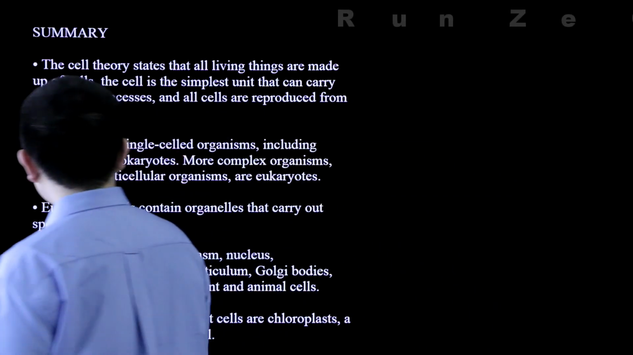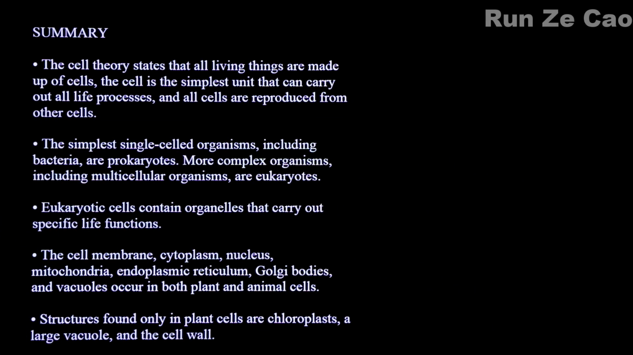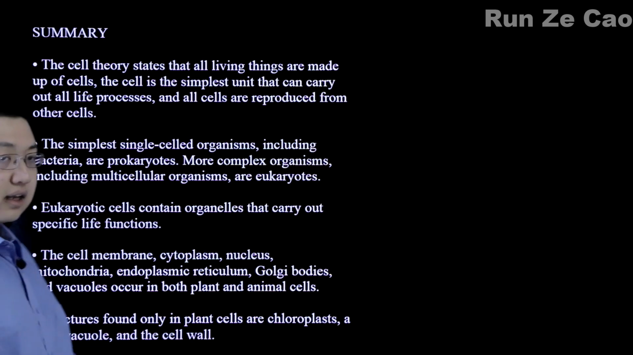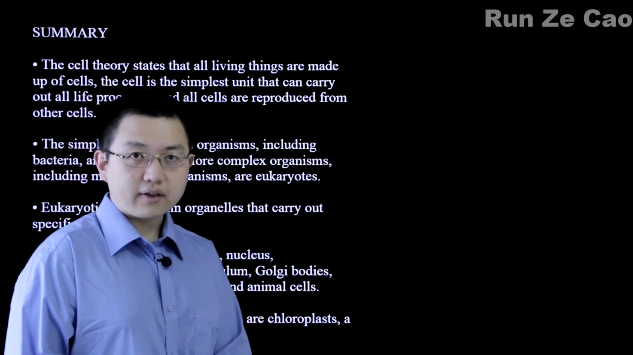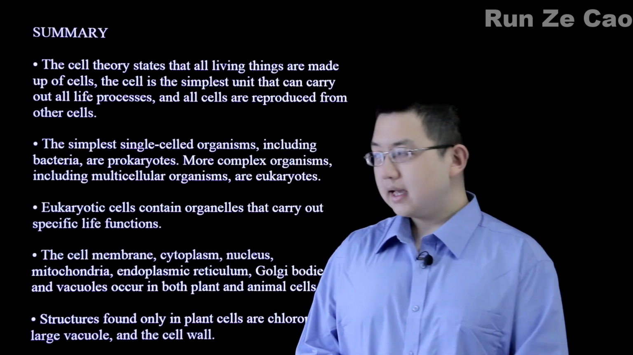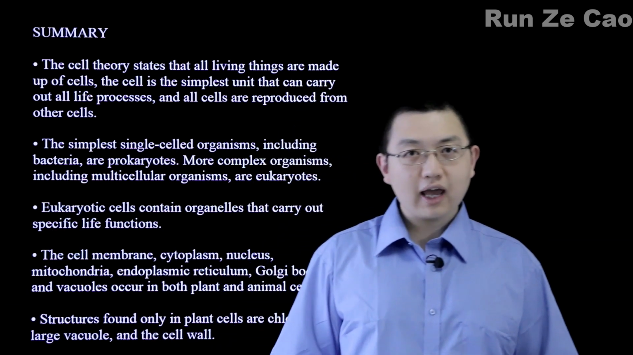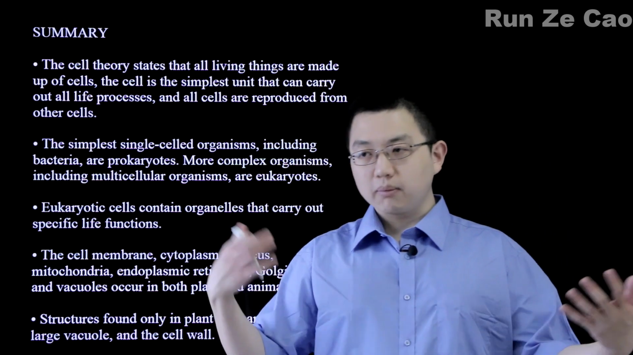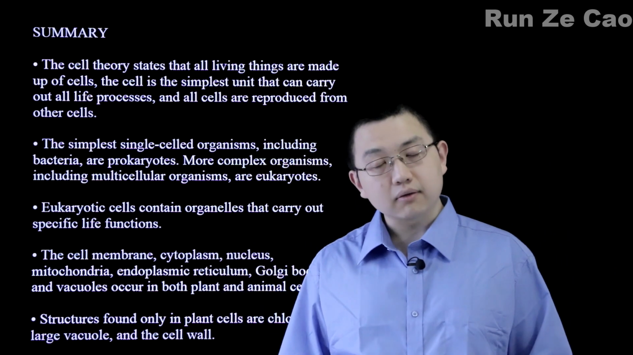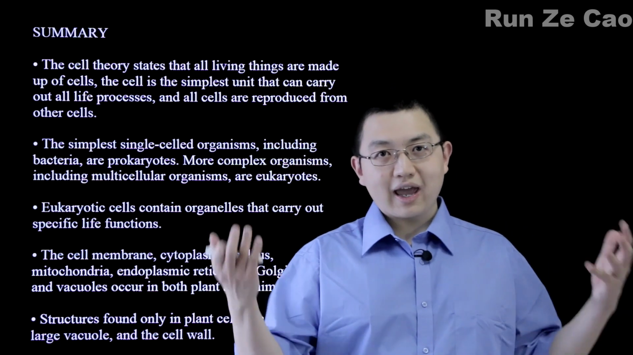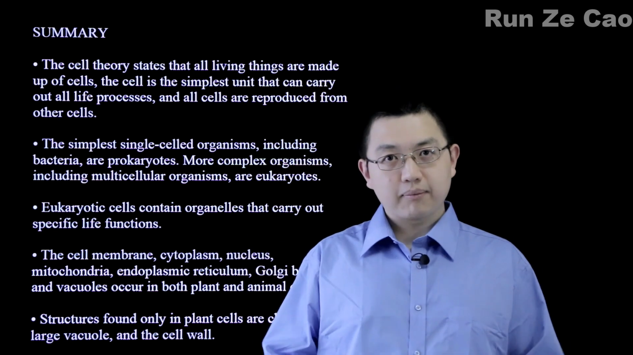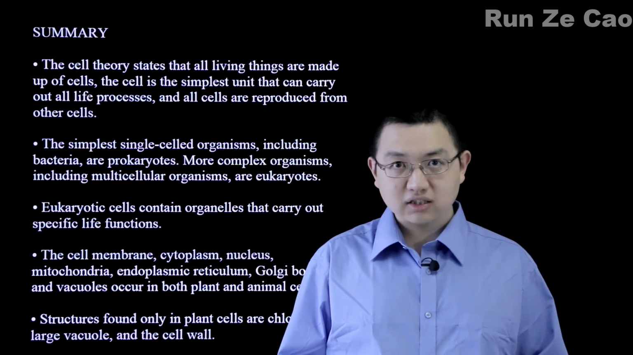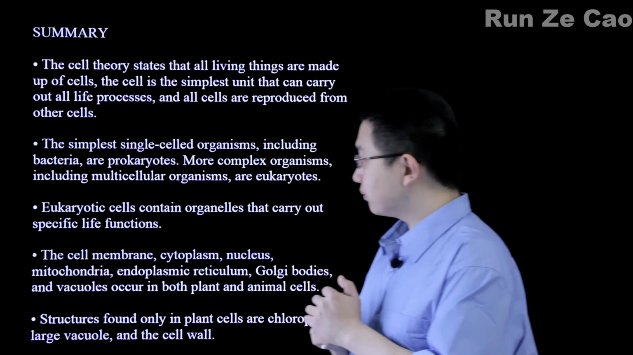Now, in summary, the cell theory states that all living things are made of cells. So cells are the basic building unit of life. The cell is the simplest unit that can carry out all life processes. And all cells are reproduced from other cells, at least at present. In the distant past, perhaps there was a time when abiogenesis created what can be considered a protocell from non-living matter. But that took a very, very long time and a very, very large number of attempts and accidental reactions for it to possibly happen.